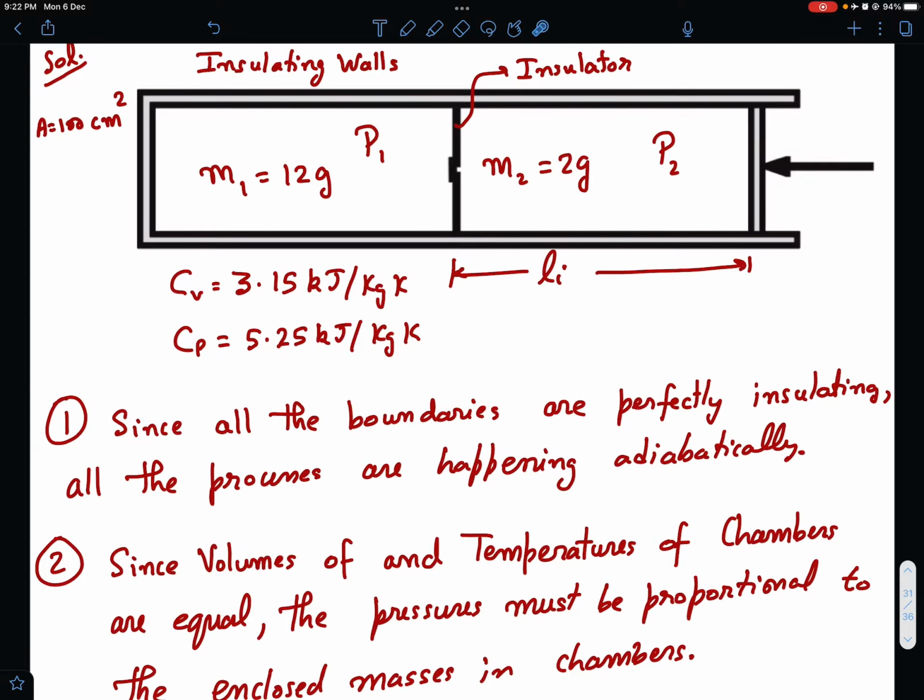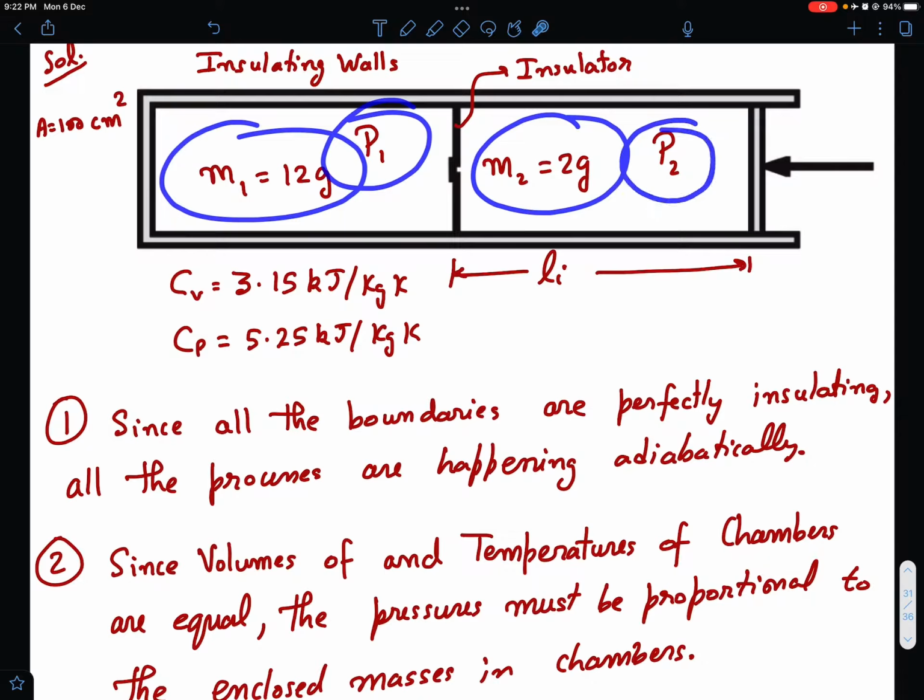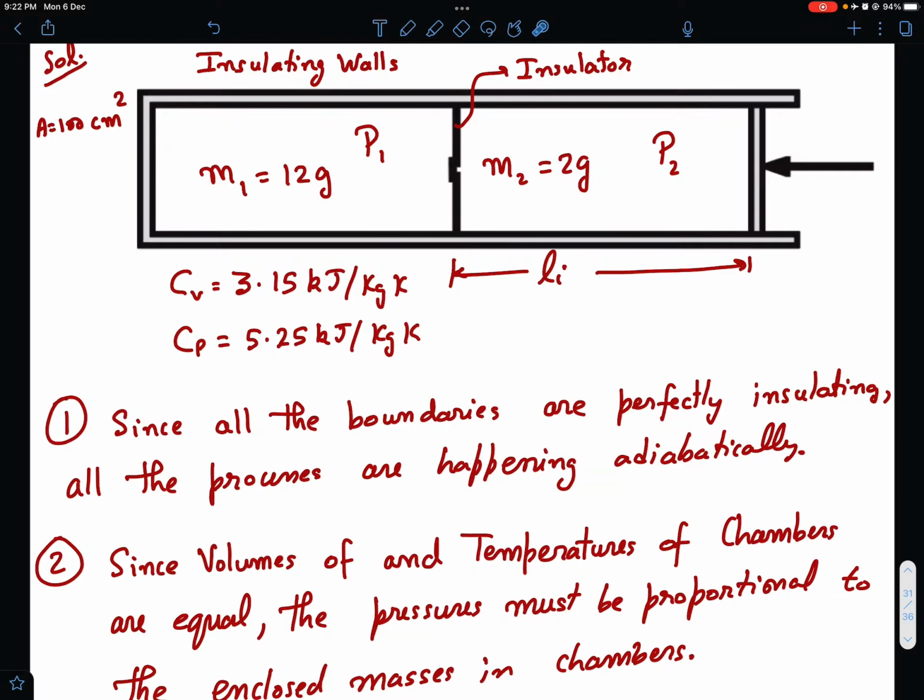Let's see. So this is the figure. I have copied the data. Area was given and initial length, this is 112 centimeter. M2 is 2 grams, this is 12 grams, and pressure is same on both sides initially. Okay, oh no, sorry, pressure is not same.